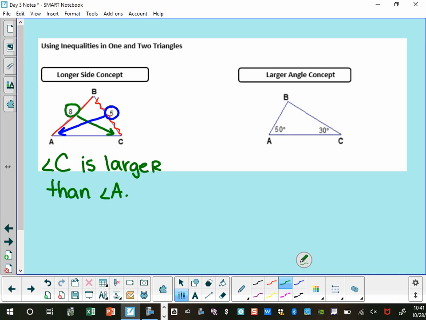If you wrote on your test, angle C is longer than angle A, I would not be that picky and take off for that. It just sounds weird, because an angle can't be longer than another angle. But what we're doing is we're taking the opposite side. Your sides point to the angles, the angles point to the sides. So take a look at the larger angle concept. We have 50 degrees and 30 degrees that's labeled, right?